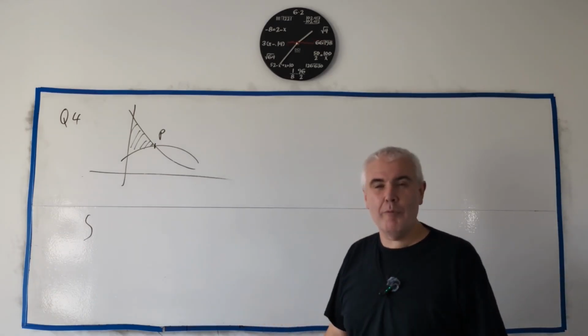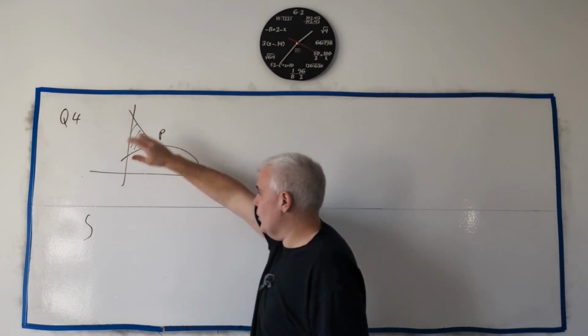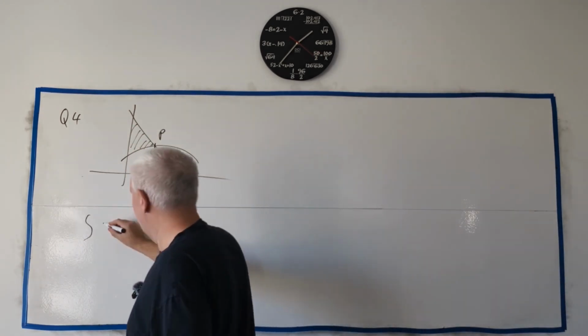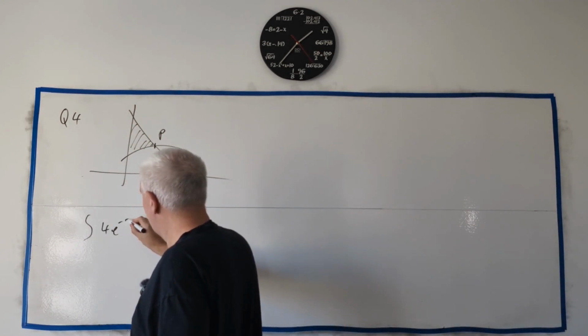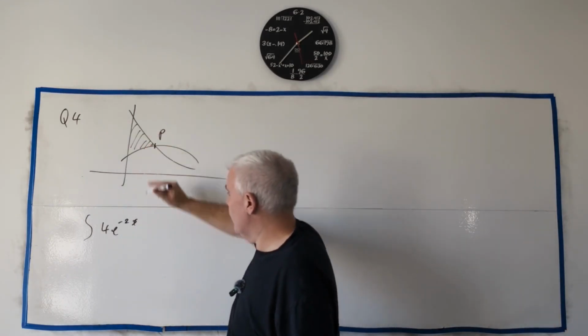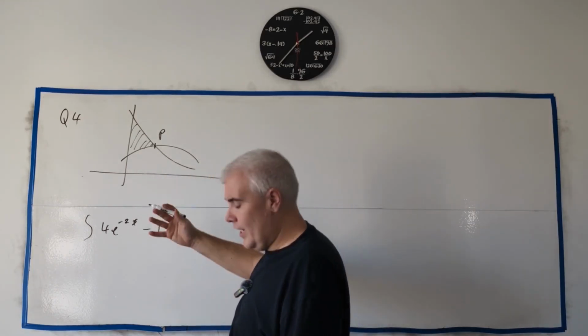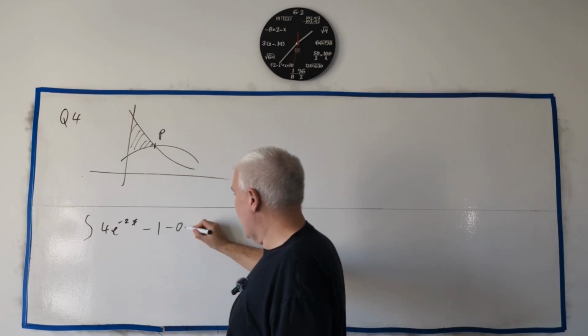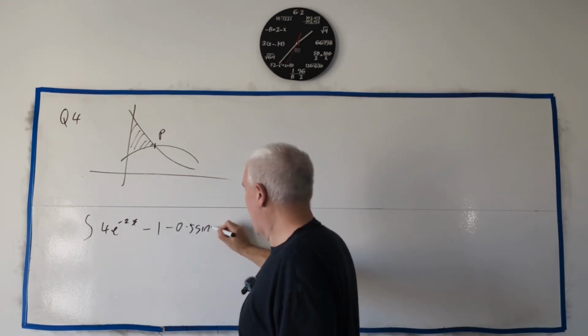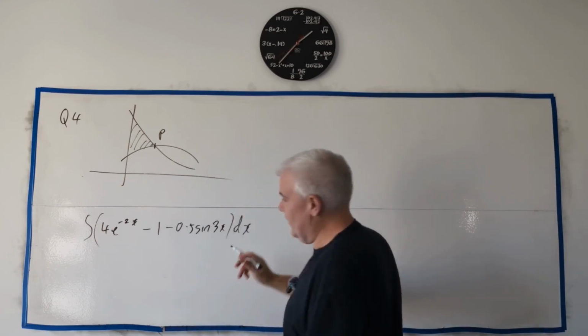But again, hopefully you remember to get the area between two curves, we take the top curve. What was that again? That was 4e to the minus 2x. I've rubbed it out. The integral of the top curve, take away the bottom curve. So that was 1. So take away 1. Take away 0.5 sine 3x. So the integral of this.